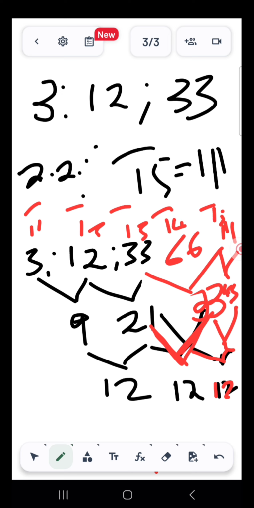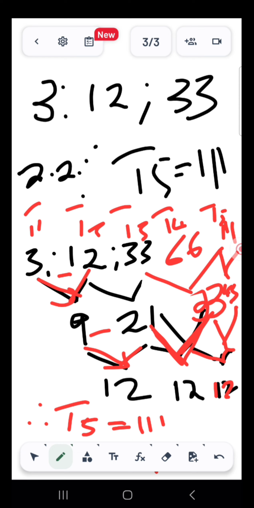So therefore you have shown with calculations, and you must conclude that therefore T5 is equal to 111. So what's the general concept? When you go down you minus, right, the direction is you are going down. When you come from down and you go up, you plus, the opposite of minus, to get other terms in a quadratic pattern. I hope you get it.